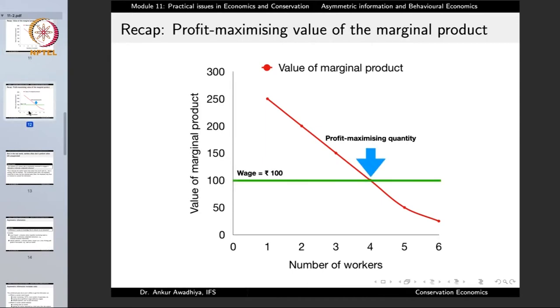And we had used this to find out what is the profit maximizing quantity of workers that we should be hiring in a firm. So we had said that the profit maximizing quantity is given by this point where the value of the marginal product of labor intersects with the wage rate. And this value, in this case, the four laborers, is the number of workers that the factory should be hiring. The question is, does this hold true in the real world?